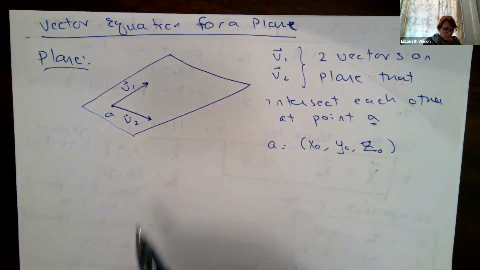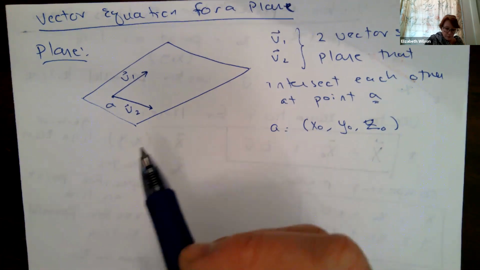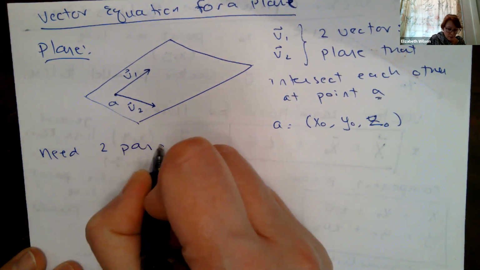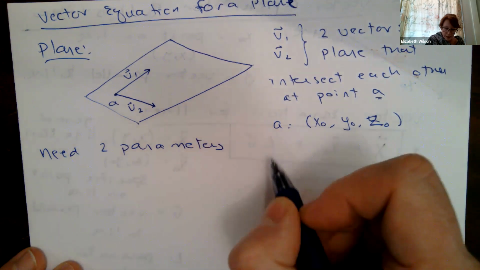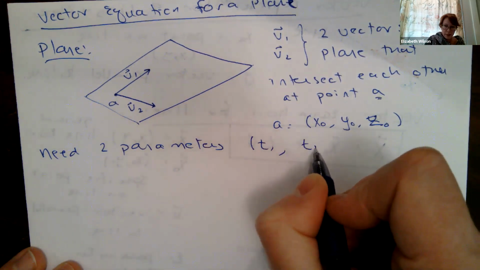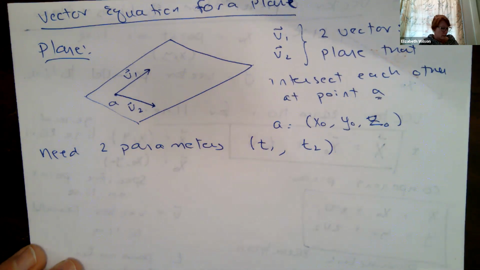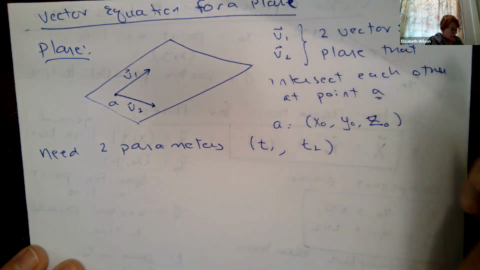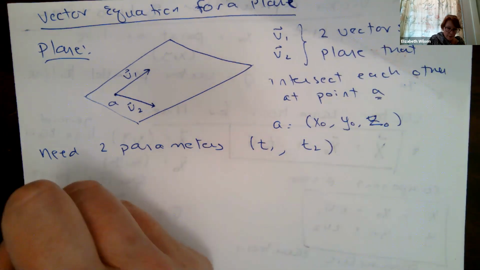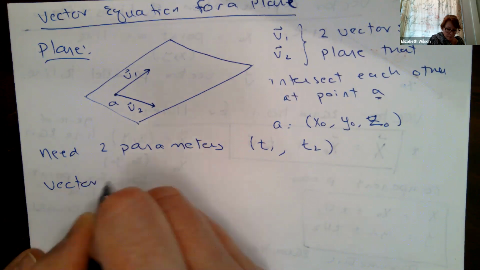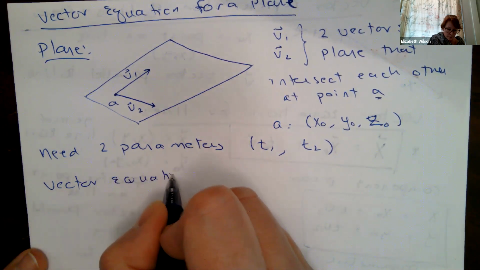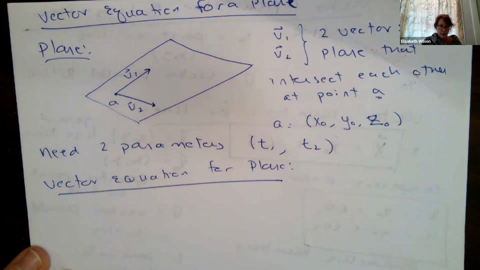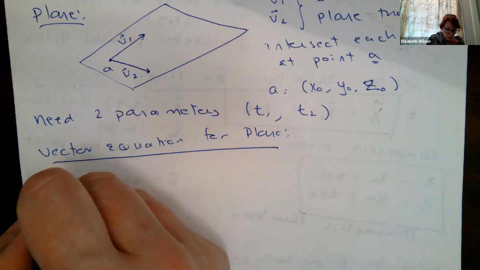So now I'm going to need 2 parameters, T1 and T2, to help me represent the plane equation. Good. All right, so now I can say my vector equation for the plane looks like this. We don't really use this representation that much, but I just want to make sure you have it.